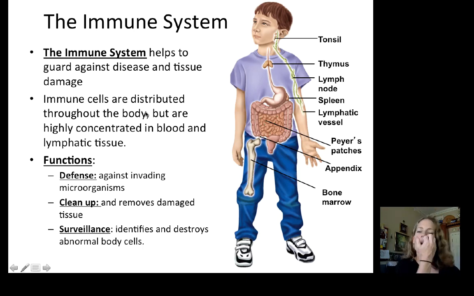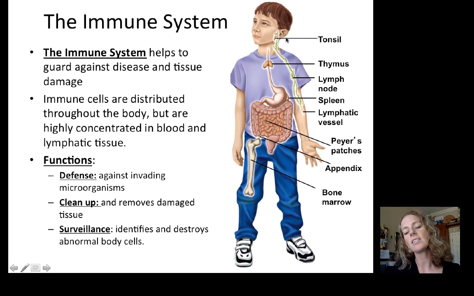So the immune system helps to guard against disease and tissue damage. Immune cells are distributed throughout the body. But as you just heard in our previous lecture, the blood lecture, they are highly concentrated in the blood. In addition to that, they will be highly concentrated in the lymphatic tissues. We haven't had much time yet to talk about the lymphatic tissues, so let's just remind you of those now.